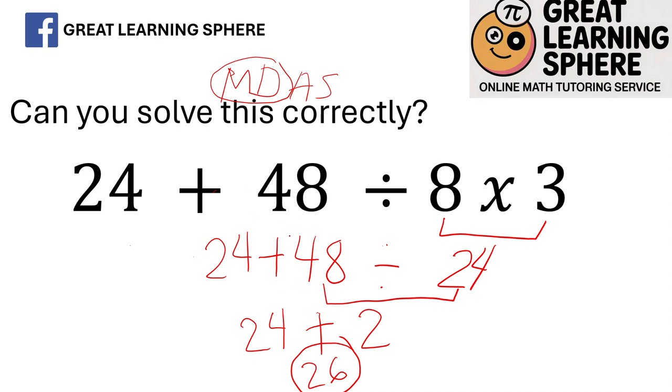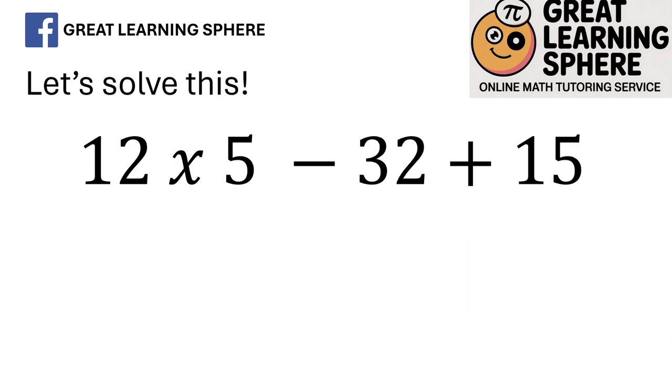Let's have another problem. Let's solve this: 12 times 5 minus 32 plus 15. Here, the operations involved are multiplication, subtraction, then addition. So definitely you have to multiply first. 12 times 5 is equal to 60. Then copy the remaining part. So we have 60 minus 32, then plus 15.